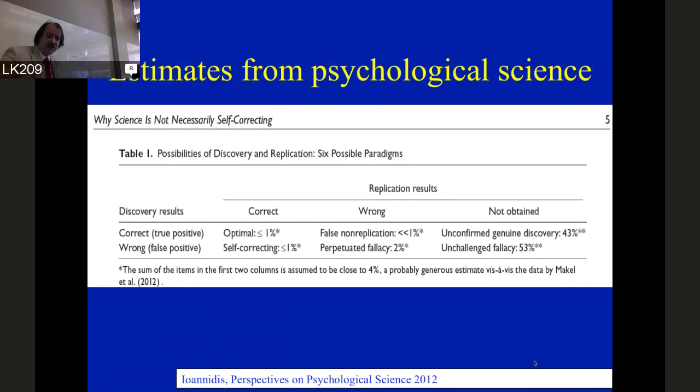A couple of years ago, I tried to put together evidence from the psychological sciences on how often replication is done and how often it is likely to see reproducible results. So we had a number of empirical estimates, and this is piecing them together: having true discovery and that being replicated is a very uncommon scenario in that field, at least until a couple of years ago, less than 1%. Self-correcting, you got it wrong, but then the replication got it corrected, less than 1%. False non-replication, probably even less than 1%. Perpetuated fallacy, wrong initially, and then wrong in the replication, about 2%. 43% unconfirmed genetic discovery, so someone found something that nobody wanted to waste money or effort to try to replicate, and 53% unchallenged fallacy.